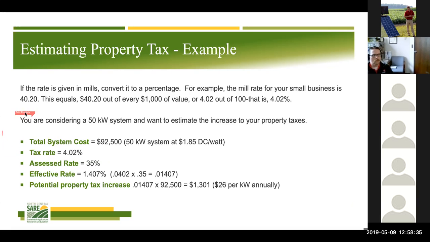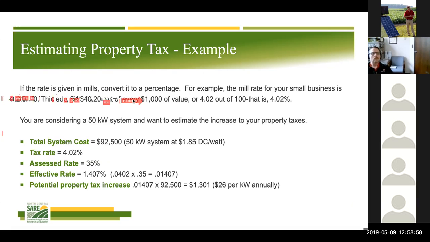So in this example, I took a mill rate for a small business in the township that I'm sitting in here, and they were at 40.2. So again, that's the dollar amount of taxes paid for every $1,000 of value. So we would be paying $40.20 for every $1,000 of value.